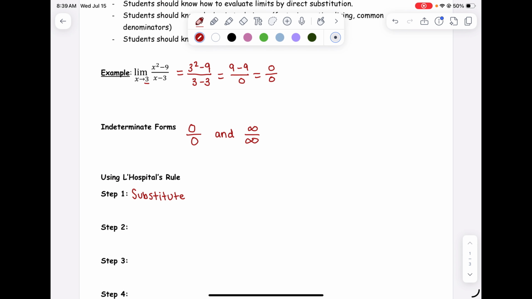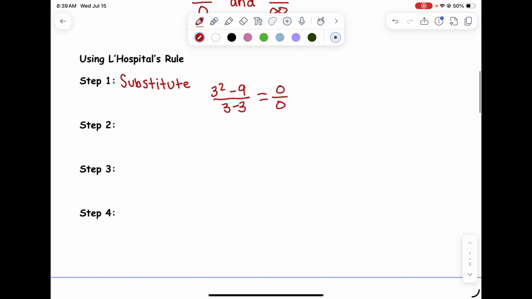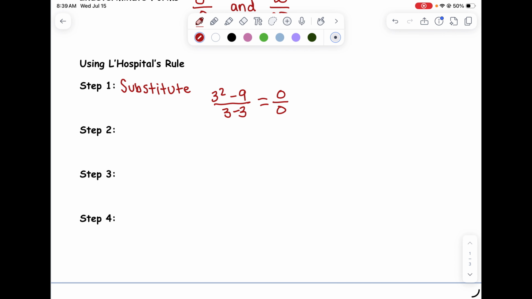So I'm just going to rewrite it for the sake of the example. And we got 0 over 0. So step 2 is actually recognizing that if you get 0 over 0, you use L'Hopital's rule. So step 2, I'll write 0 over 0 or infinity over infinity, use L'Hopital's rule.